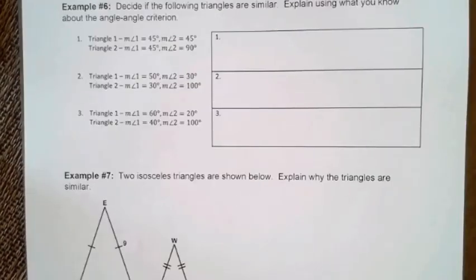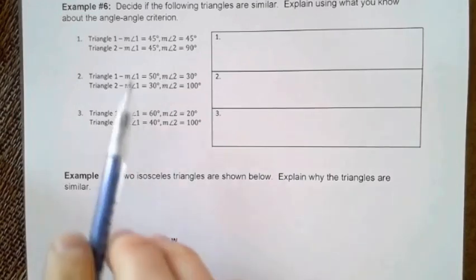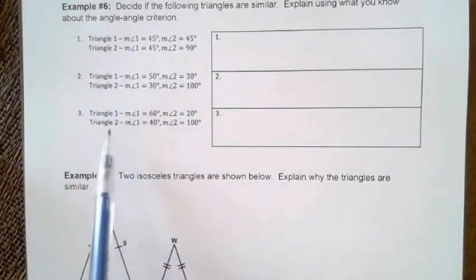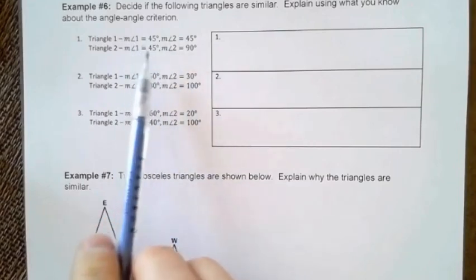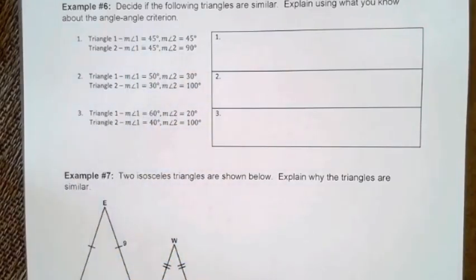In our next example, we have to decide if the following triangles are similar. Explain what you know about the angle criterion. So again, I've given you some information about two different triangles in each example. I've given you the measure of two of the angles. We need to determine if the triangles are similar based off of those measurements. And again, for two triangles to be similar, all you need to have is two angles of one triangle congruent to two angles of another triangle.